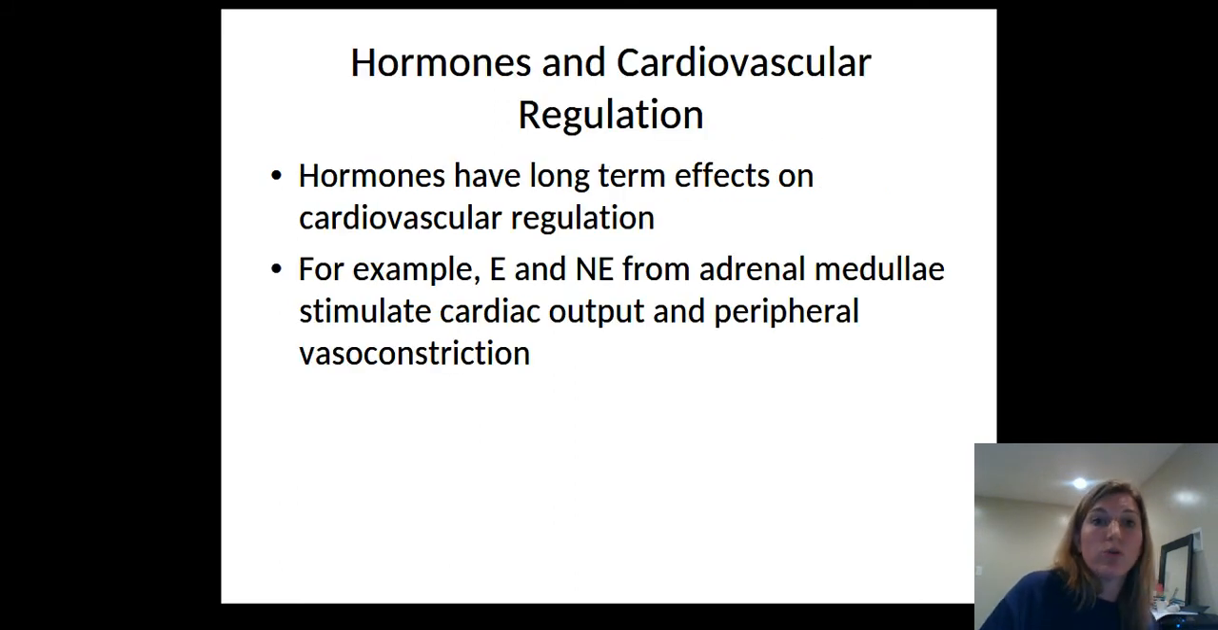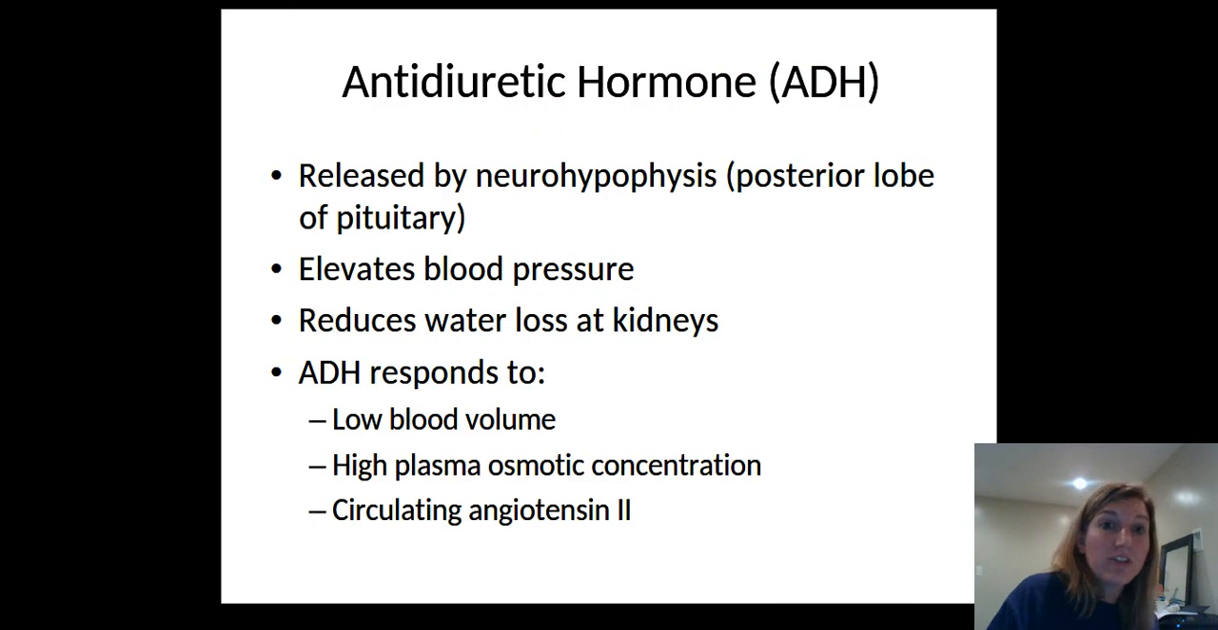There's also hormones. So hormones have a much longer effect in our system than, say, a nervous impulse. Epinephrine and norepinephrine are going to be our constrictors or dilators. You have ADH, antidiuretic hormone. This is coming from the posterior pituitary. This is going to elevate blood pressure, increase blood pressure by reducing urine output. In other words, increasing reabsorption at the kidneys, allowing for our body to retain fluid and maintain blood volume.